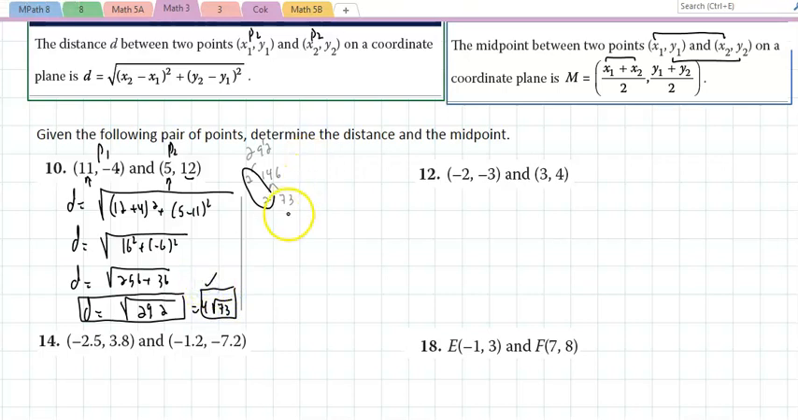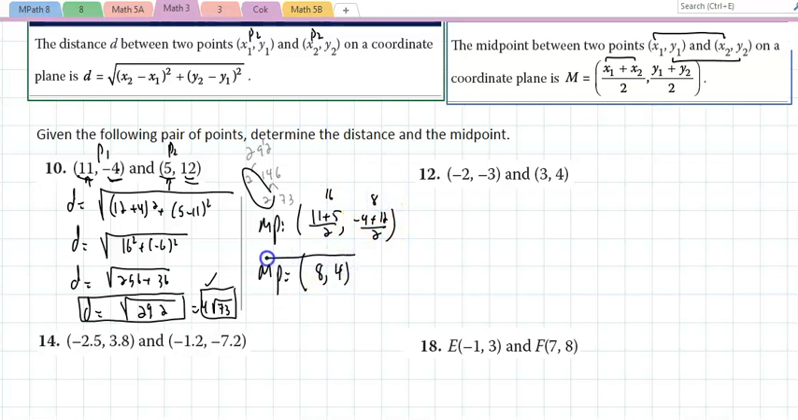Now, finding the midpoint is a bit easier. Take the x's, which is 11 plus 5, average those. And take the y's, negative 4 plus 12, and divide that by 2. The midpoint would be 11 plus 5, that's 16, divided by 2 is 8. Negative 4 plus 12 is 8, divided by 2 is 4. There it is. Fairly simple.